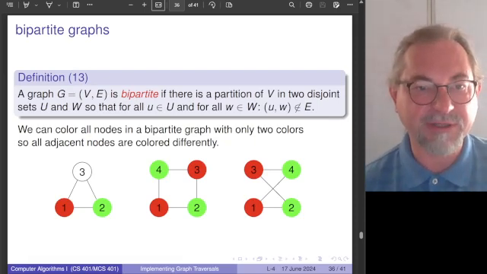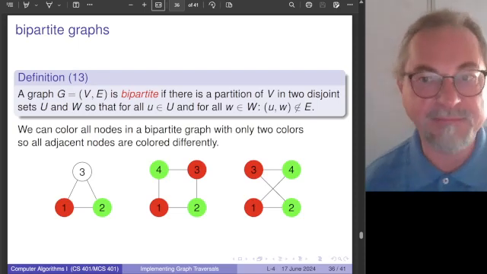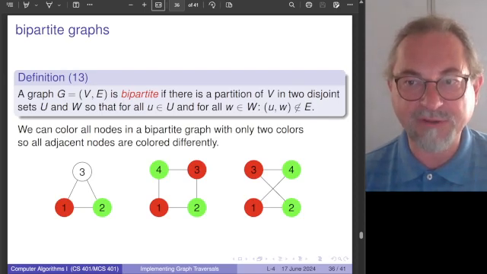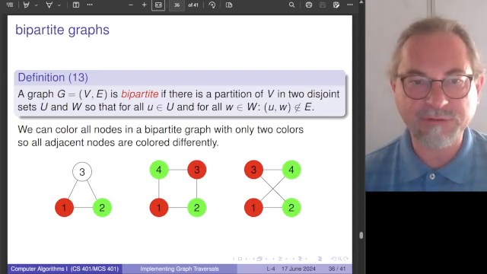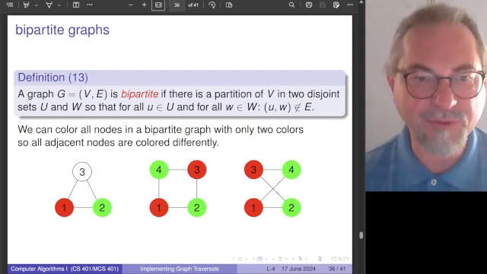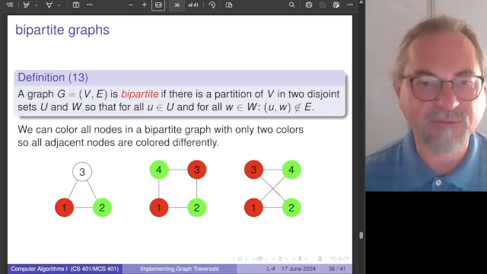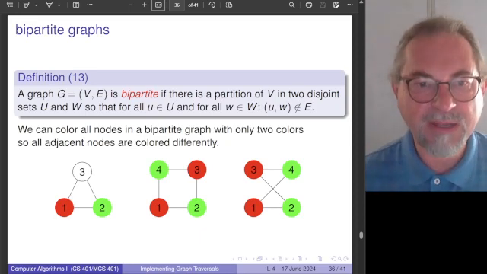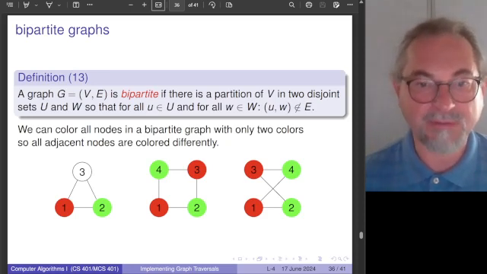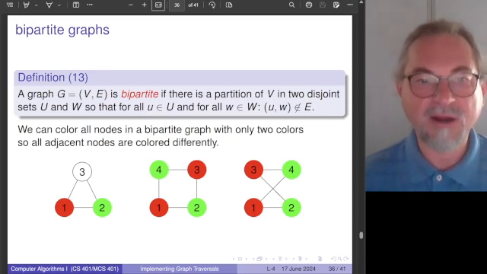So in terms of coloring, it means that you can color a graph so that adjacent nodes have different colors. In a bipartite graph, you only need two colors. So here I'm using green and red for the complementary colors. And you see two examples. So the middle graph is a bipartite graph. So 1 and 3 are in the same vertex set, and 2 and 4 are in the same vertex set.